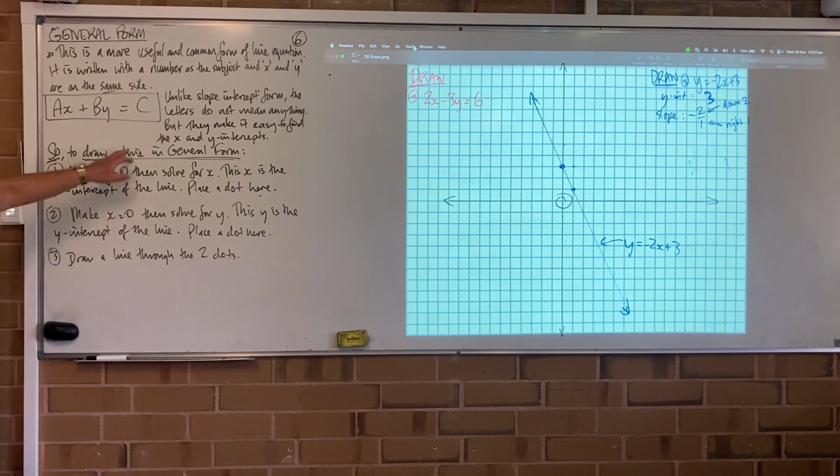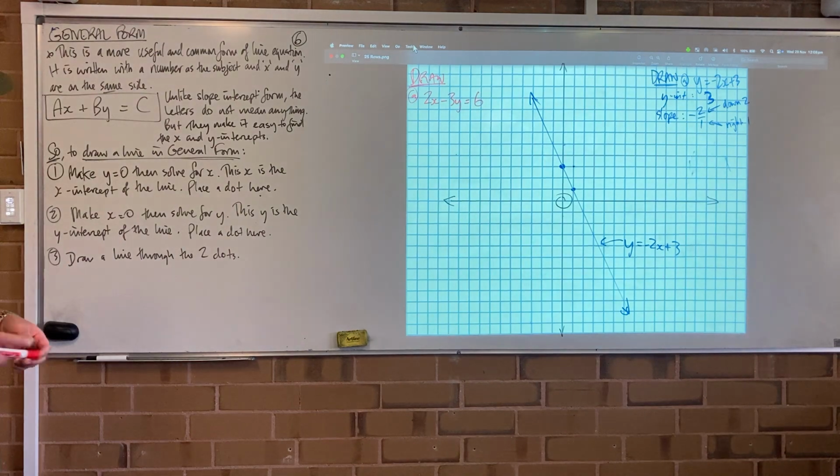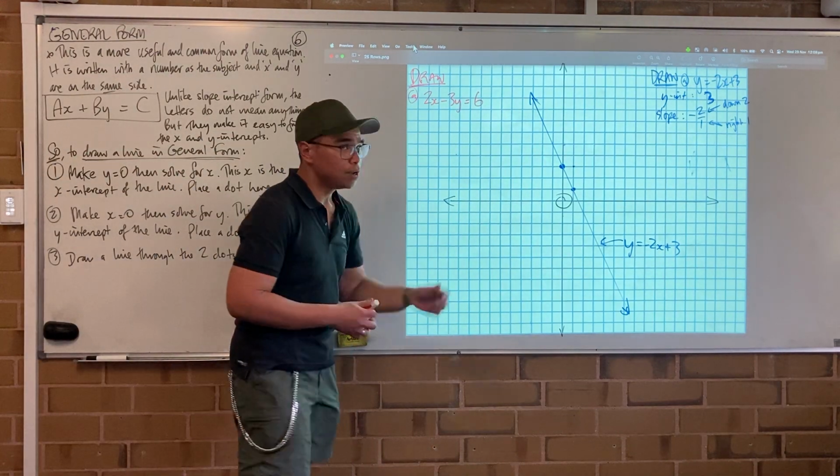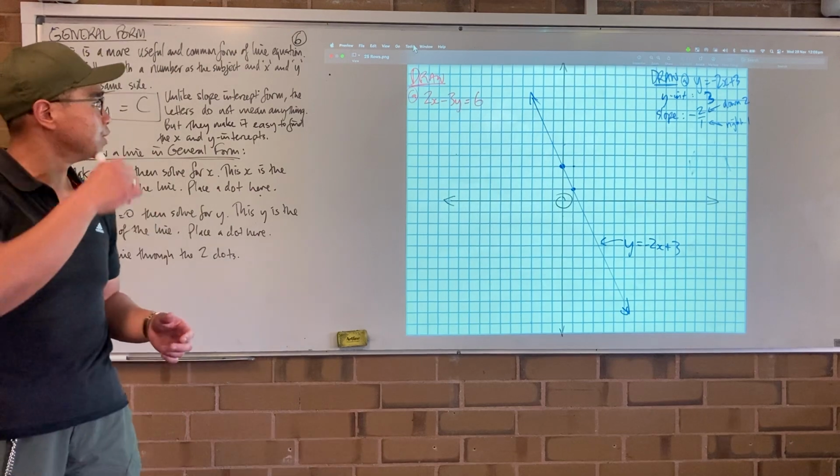It's actually easy because these letters make it easy to find the x and the y-intercept. How do I draw it? Step 1, make y equals 0, then solve for x. The x that I find is the x-intercept. I place a dot there. Step 2, make x equals 0, then solve for y. This is the y-intercept of the line, place a dot there. If I placed a dot for step 1 and a dot for step 2, how many dots will I have? 2, and will I be able to draw a line through that? Yes. So let's practice those steps on drawing 2x take 3y is equal to 6.